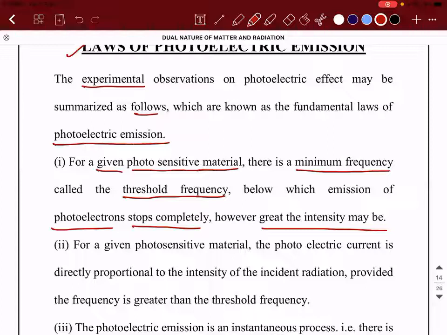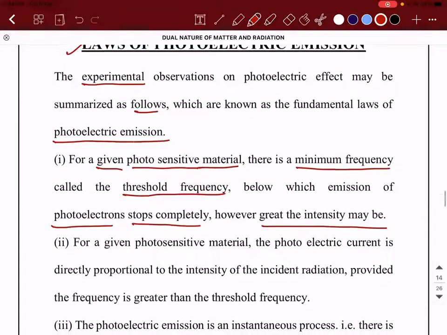This is proposed like a theory. So what they're trying to say is, you need to definitely ensure that the incident light has the minimum frequency called the threshold frequency for you to observe this kind of phenomenon, whatever the light that is falling.